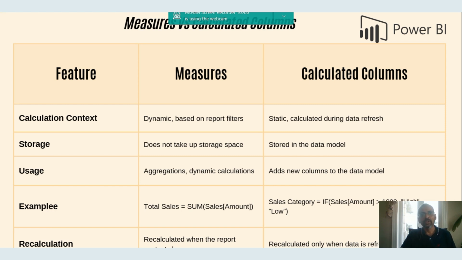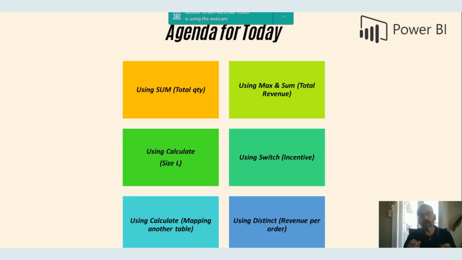But what do we have in the agenda? Let's understand that first. We are going to go from the very basics of measures to intermediate. So when I say sum, basic sum, how we can use measures, how to use max and sum, how to use the calculate option in measures, which we have already used in calculated columns, if you remember. How to use switch. Switch is an alternative for nested if conditions, which I told you in the previous video, right? How to use calculate to map, which we did with the related function in calculated columns. And we are also going to use the distinct function to get the revenue per hour.